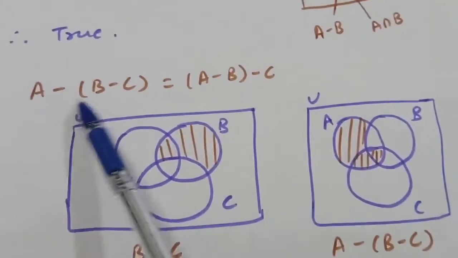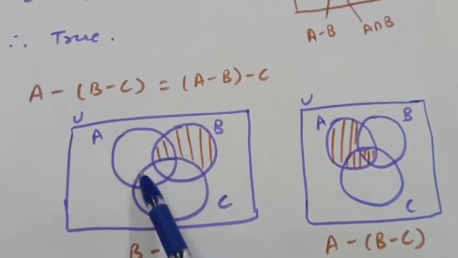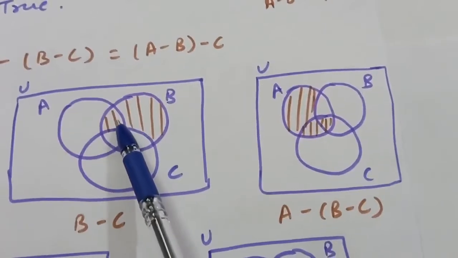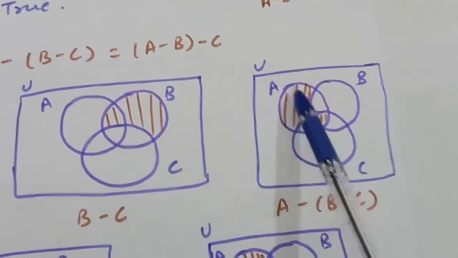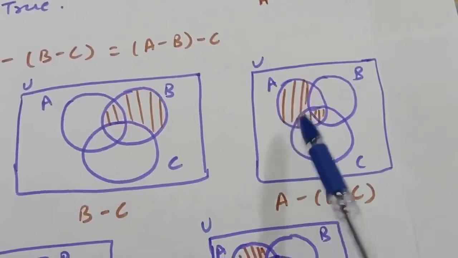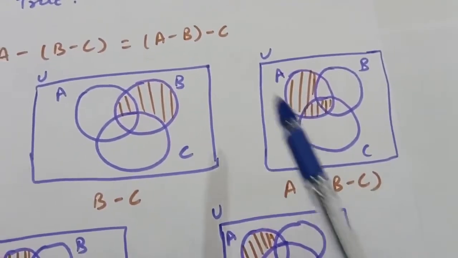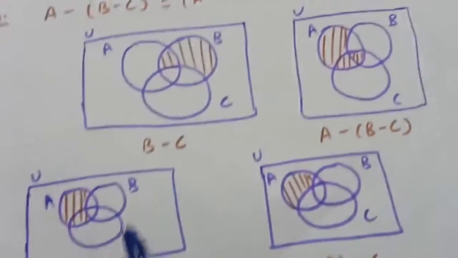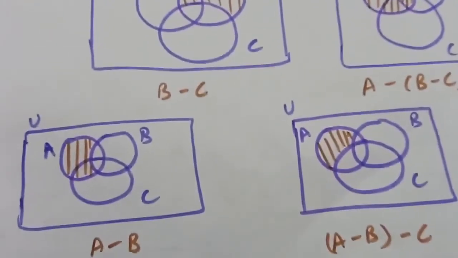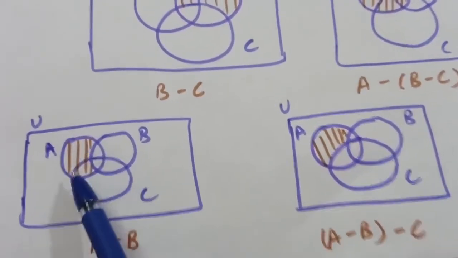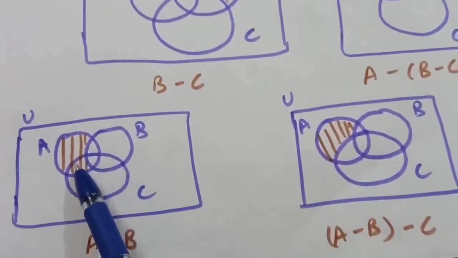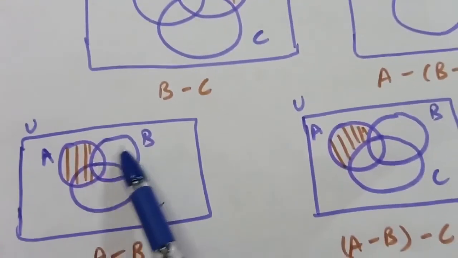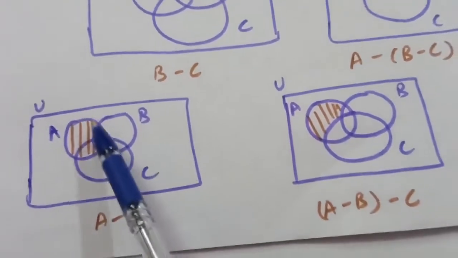Now A minus (B minus C) will be that part of A which is not in B minus C. So except this, because this part is in B minus C, all the other part of A will be A minus (B minus C). Now we will calculate (A minus B) minus C. For this, first of all, calculating A minus B. So A minus B will be this portion of A, right? We will not take this portion because in this portion B is also there, right? So this is A minus B.